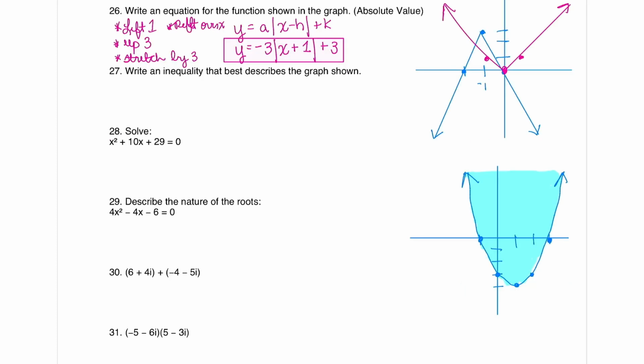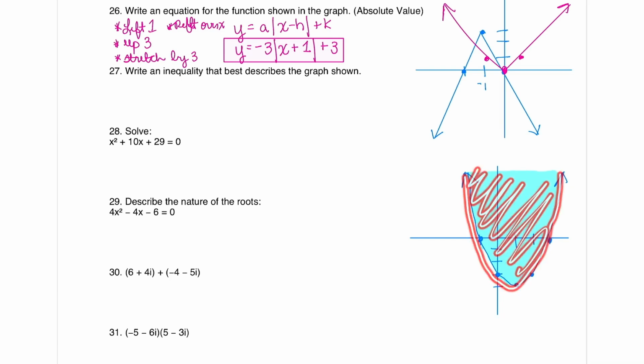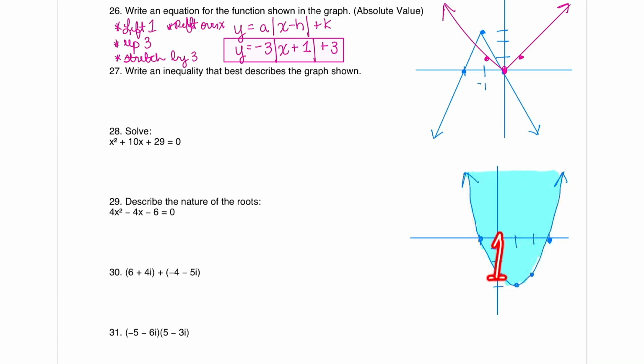Number 27, write an inequality that best describes the graph shown. We can tell right off the bat that it's going to be y is greater than or equal to, so this is a solid line, and we are shading above the y-intercept. So this is going to be y is greater than or equal to, the parent function here is a parabola, so it's going to be some sort of x squared.